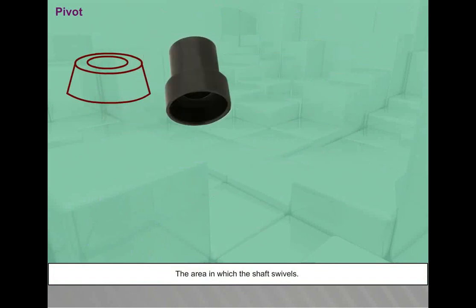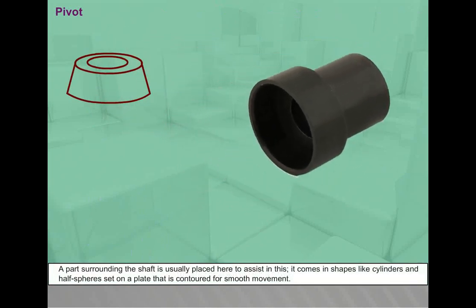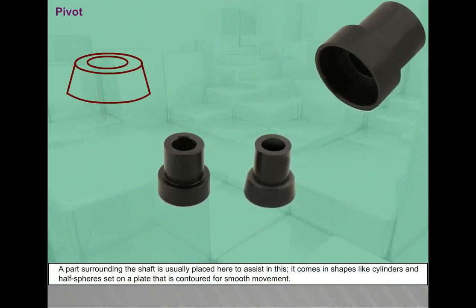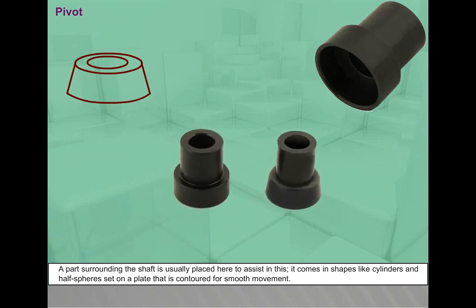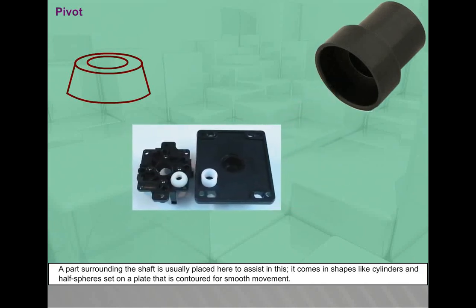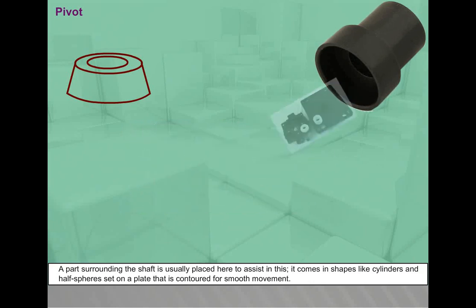Pivot: the area in which the shaft swivels. A part surrounding the shaft is usually placed here to assist in this. It comes in shapes like cylinders and half spheres set on a plate that is contoured for smooth movement.